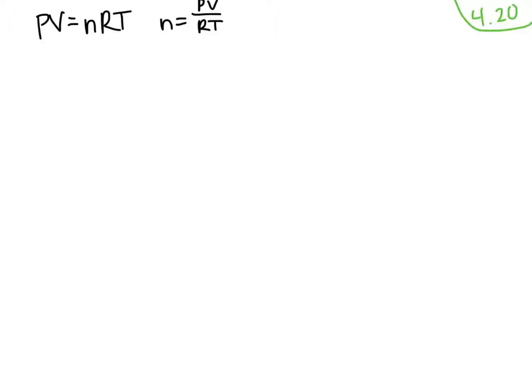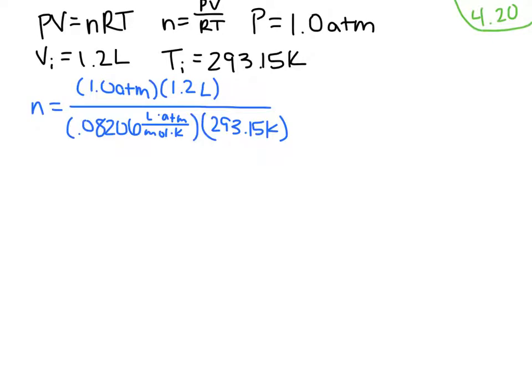We first start by rearranging the ideal gas law to calculate the number of moles of helium gas. We can plug in our initial values and we end up with an n value of 5.0 times 10 to the negative second moles.